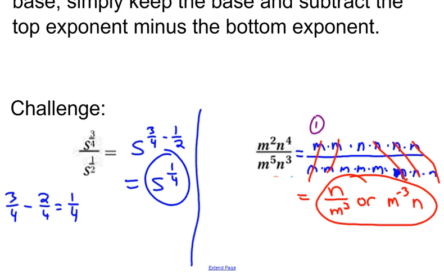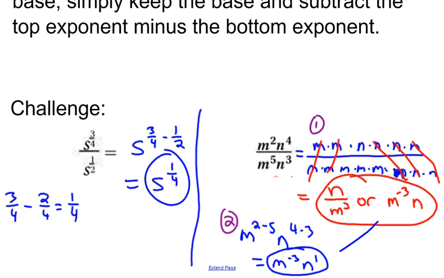All right. The second way I'm going to show you is a little bit shorter. It's using that rule. Let's look for common bases again. So we have M. We can use our M as a common base, and we're going to do 2 minus 5, because the exponent on top is 2, the exponent on the bottom is 5. And then we'll have N. We have 4 minus 3. So if you simplify that, 2 minus 5 is negative 3 for the M's. For the N's, you have 4 minus 3, which is 1, or just N. And that's exactly what we had right up here. So shorter, you have to know the rule, though.